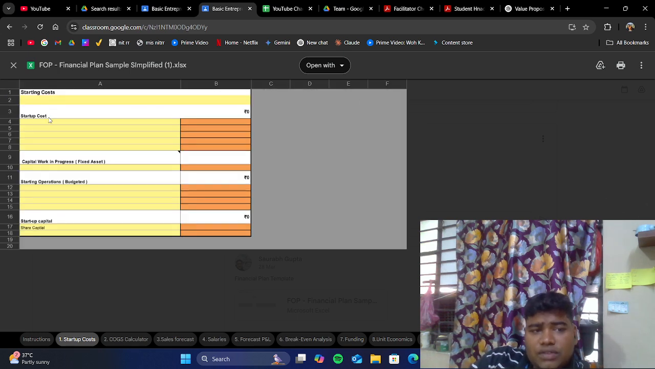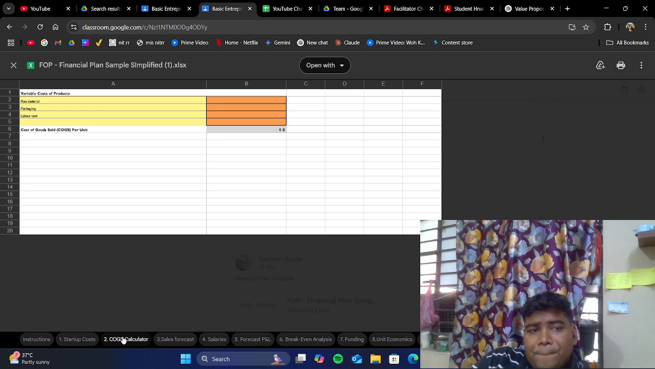First is startup cost, which is the one-time cost. Second is the capital, work in process, the fixed assets, the amount you already have, that will be the money in rotation. Starting operation will be the first time cost you will need. Then the raw material cost, the cost of basic raw material, pricing cost, and labor cost. This will add up to your cost of goods sold.